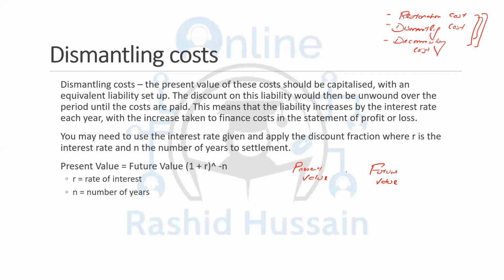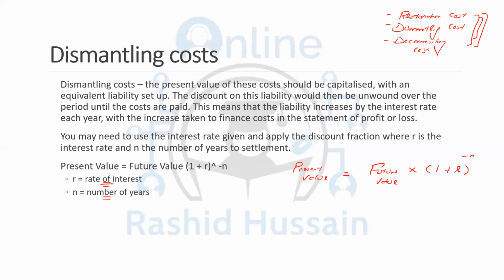Now, present value equals to, now this is something which you have studied in your management accounting paper, but if, for example, you have forgotten that thing, no worries, I'm going to revise it. So how the present value is being calculated, you take the future value and then you multiply it by 1 plus r raised to power minus n. R represents the rate of interest, which is going to be given in the exam question. N represents the number of years, after how many years you're going to dismantle it. So present value equals future value multiplied by 1 plus r raised to power minus n.